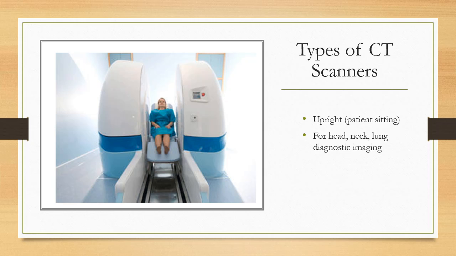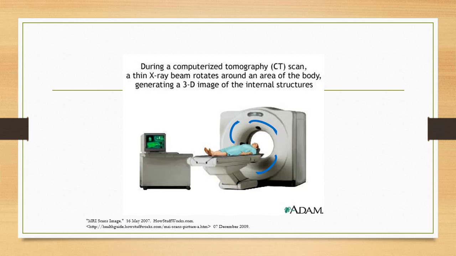Another type of CT scanner is an upright scanning machine. This allows a patient to be in the seated position while going through the procedure. This type of CT scanning is preferred for diagnostic imaging of the head, neck, lungs, and sometimes the spine. There is literature to support the fact that some pathologies are better visualized using this type of CT scanning machine.